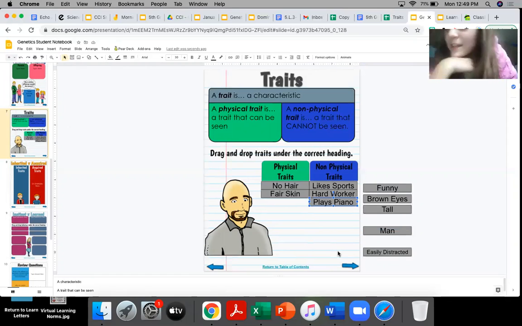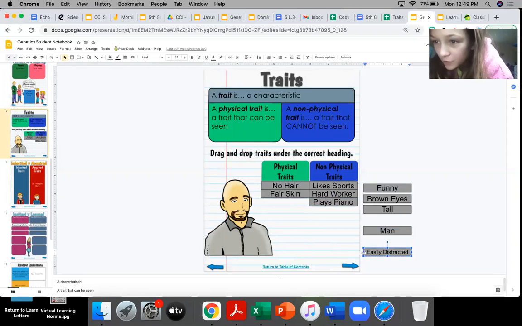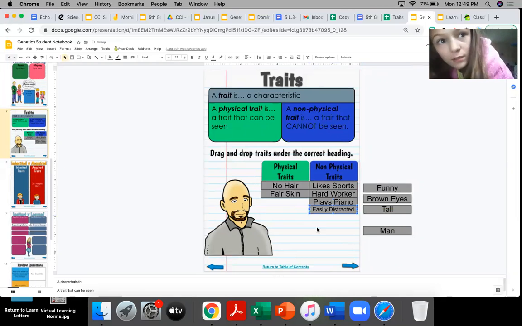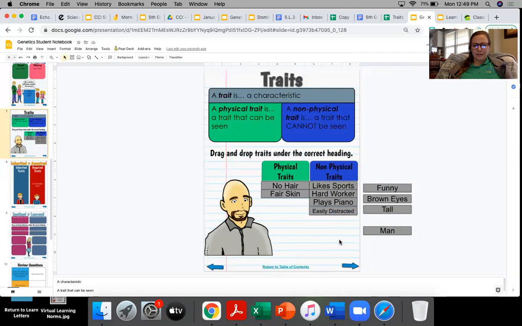Let's see, Ocean. One second, I'm trying to look for the hardest one. Easily distracted would be non-physical. Sure, if he was a kid in class, you would be able to see him daydreaming, but in that picture, you can't see if he would be easily distracted or not. If you saw him just walking, you wouldn't be able to know if he was easily distracted or not. Yes, exactly. Awesome job. Elliot.